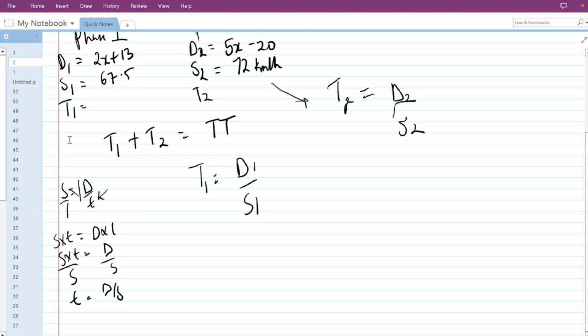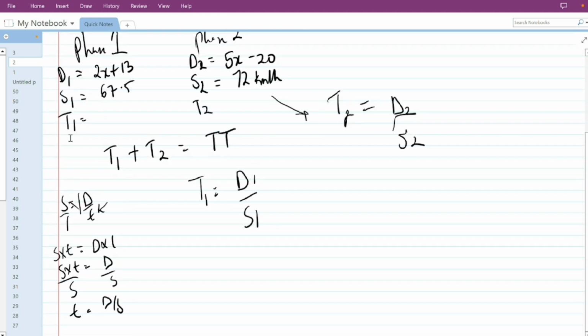Let's do the first one first. For the first part of the journey, t1 equals 2x plus 13 over our s1, which is 67.5.